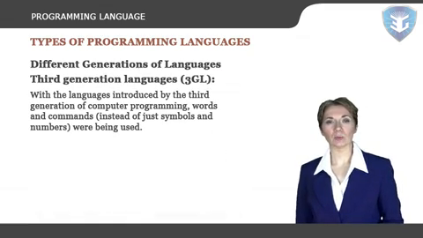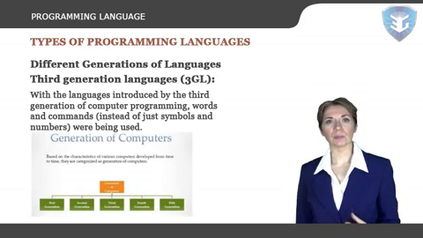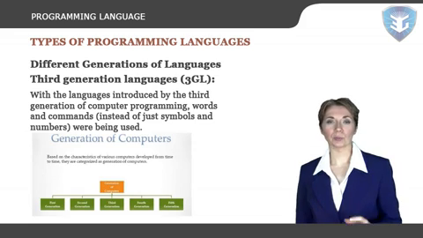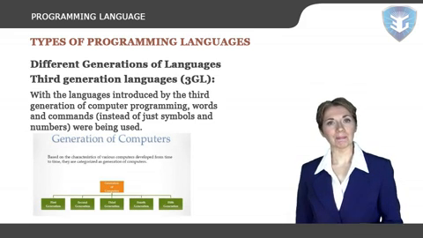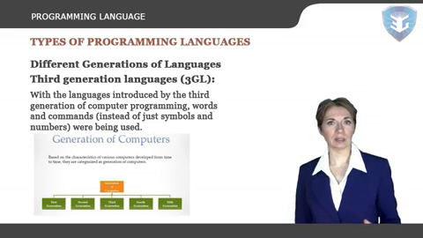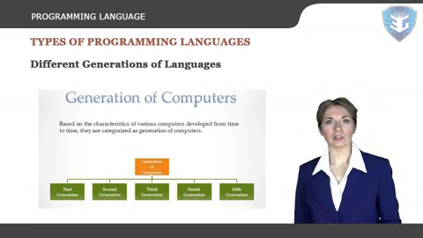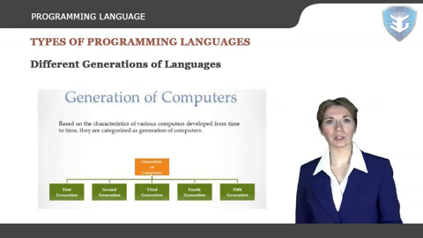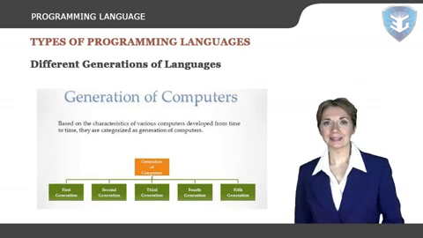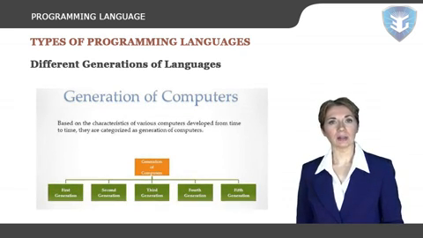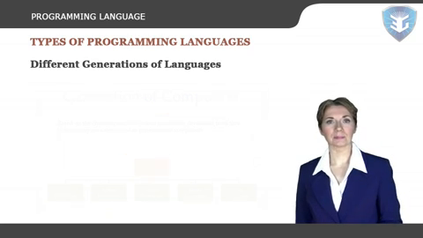Third generation languages, 3GL. With the languages introduced by the third generation of computer programming, words and commands instead of just symbols and numbers were being used. Third generation languages are known as high-level languages and include C, C++, Java, and JavaScript, among others.